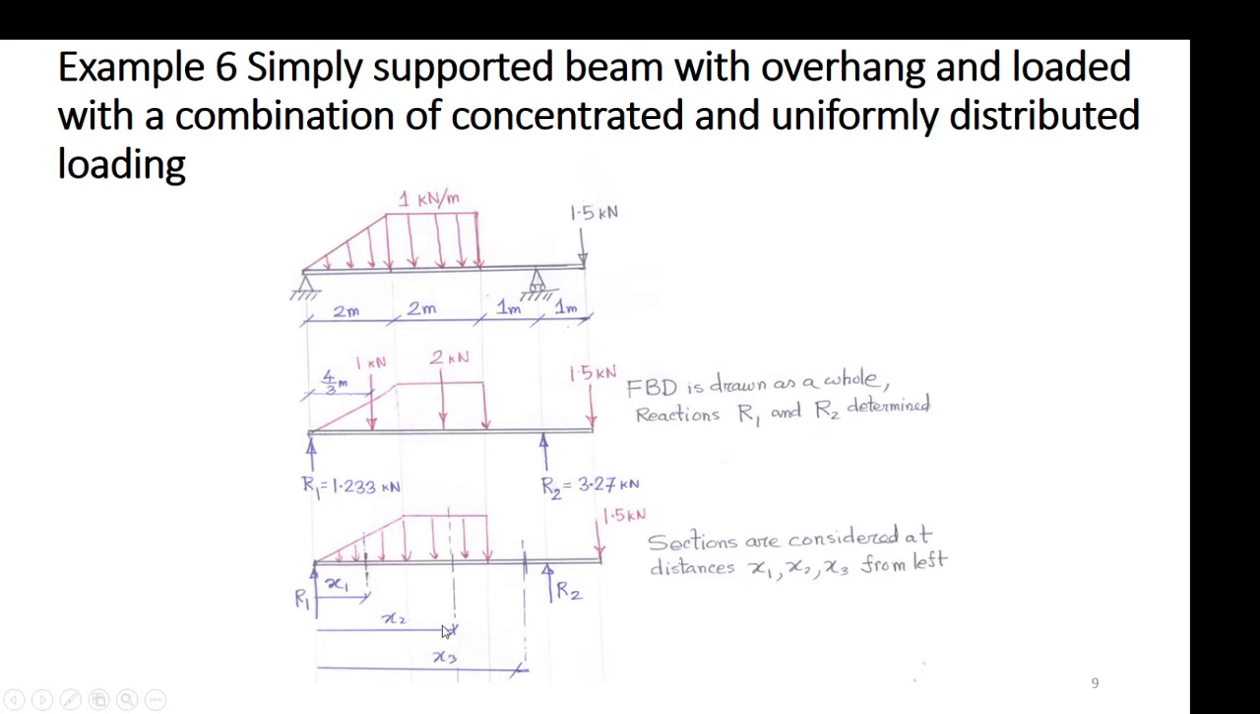After finding the reactions, you need to consider sections on the beam at locations which characteristically reflect the same type of loading. So you take a section at a distance x1 to tackle the triangular load, extending x1 from 0 to 2 meters from the left end. Then you take a section at a distance x2 and extend x2 from 2 meters to 4 meters, and then take a section x3 which will be from 4 meters to another 1 meter, that means 4 to 5 meters.